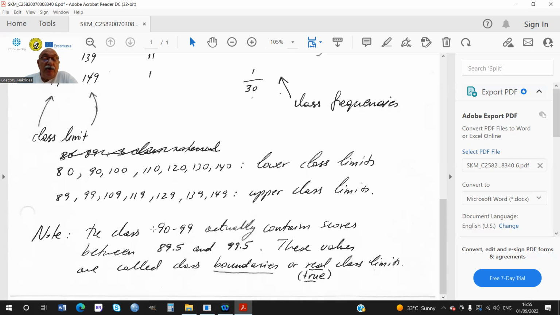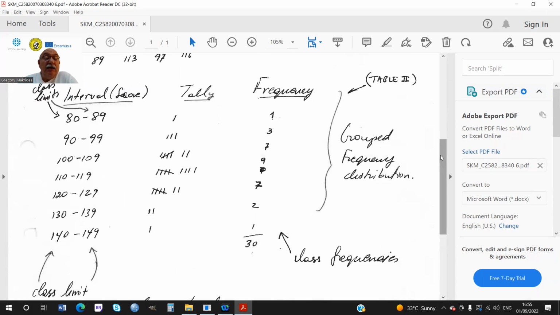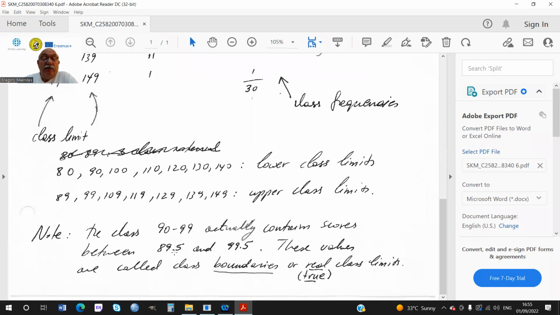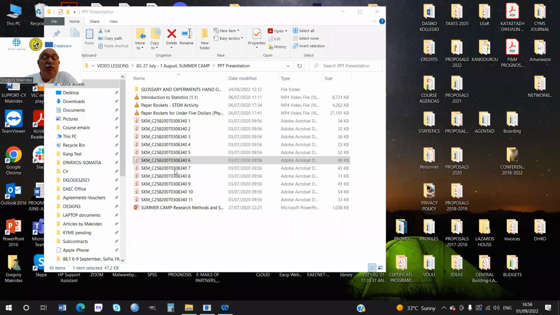Of course, a class potentially contains scores between 89.5 and 90.1. This is the midpoint between the upper and the lower of consecutive classes. So this means the length of the interval is 10 points, as we will see later. These are called boundaries, or real limits, or true limits, depending on what book you use.